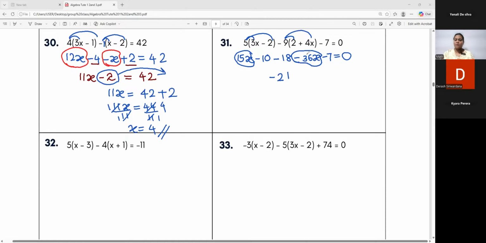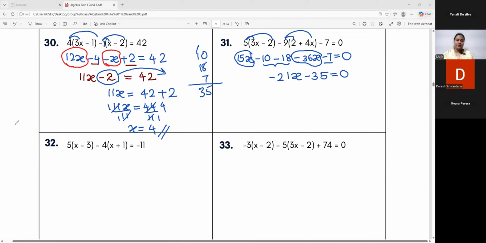Sign of the bigger number, minus 21x. Then minus 10, minus 18. Same sign, add them. 10 plus 18. 7 also minus. Same sign. Add all 3 numbers together. 10 plus 18 plus 7 is 35. Minus 35 equals 0.